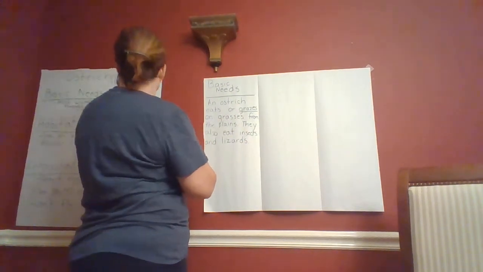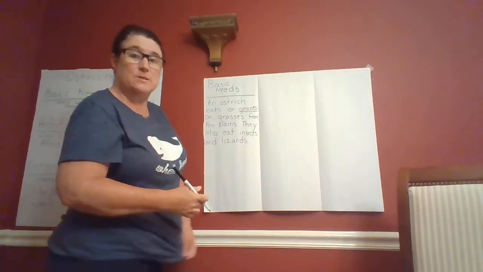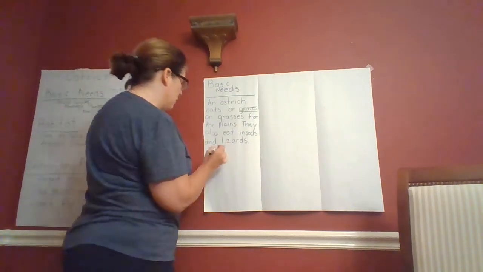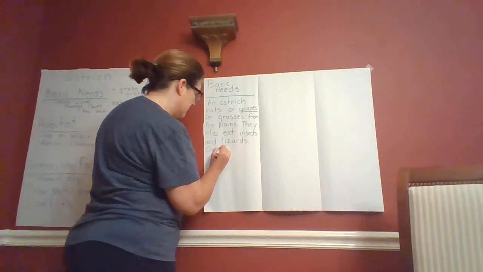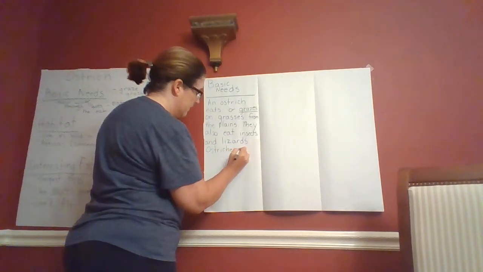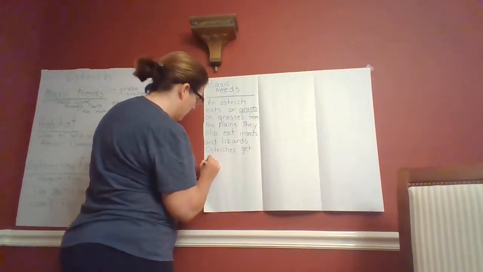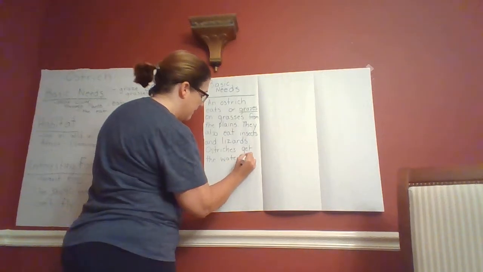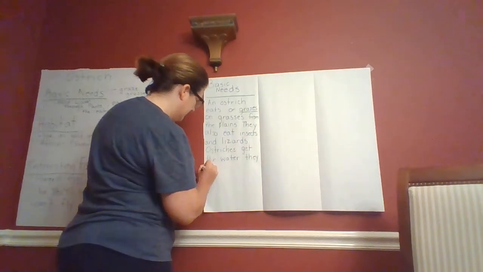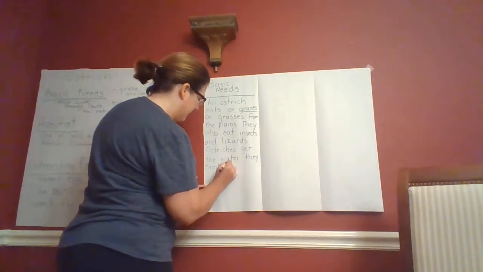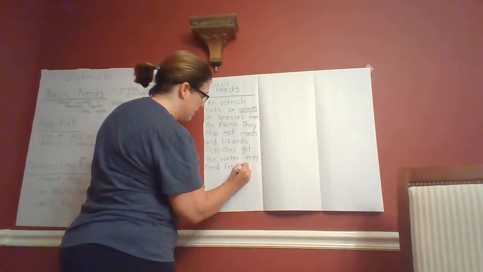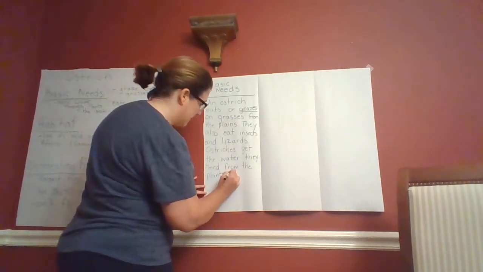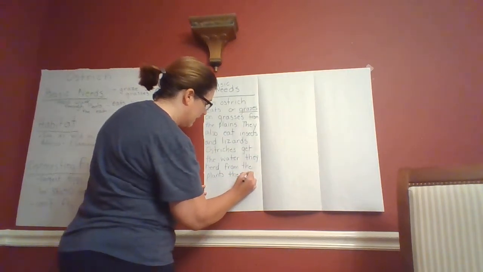And then the other part is that one of the basic needs ostriches have is water. We all need water to survive. So ostriches get the water they need from the plants they eat.